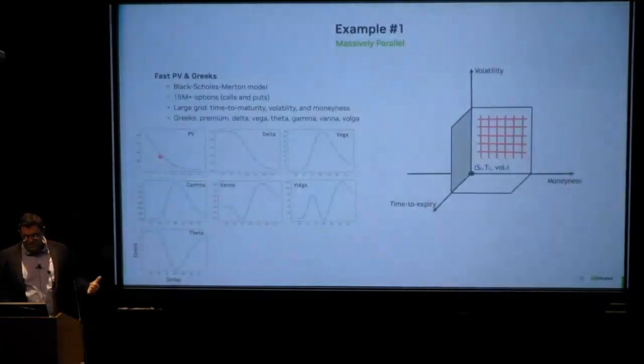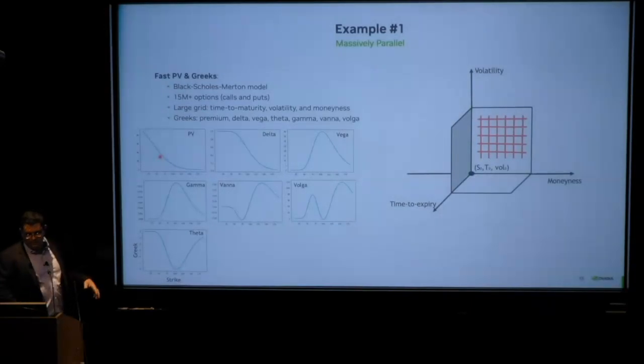So in this first example, you have this fast PV and Greeks. It's a massively parallel problem, and the goal is to offload those parallelizable workloads onto the GPU. In this case, we're using a Black-Scholes model. Something else can be chosen, something more advanced with additional parameters, but we're just focusing on a simple Black-Scholes model today.